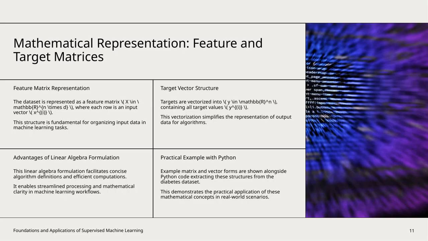Let's take a closer look at how we represent data in supervised machine learning through matrices. The dataset is organized as a feature matrix, denoted as X, which belongs to the space of real numbers with dimensions n by d here.